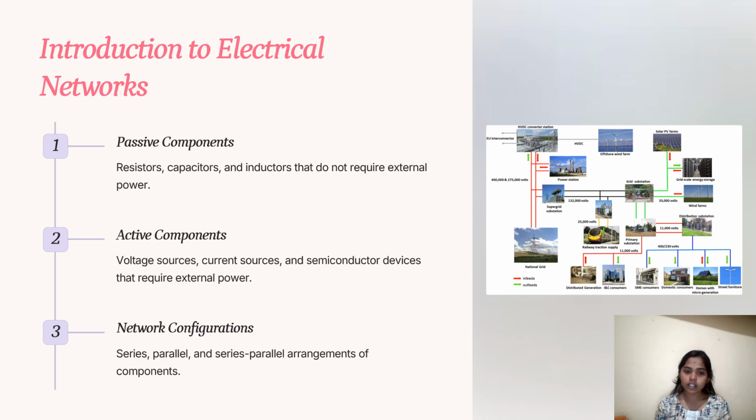Third one is network configuration. Network configuration is nothing but the arrangement of the components, like series, parallel, and series-parallel. These arrangements of the components are called network configuration.